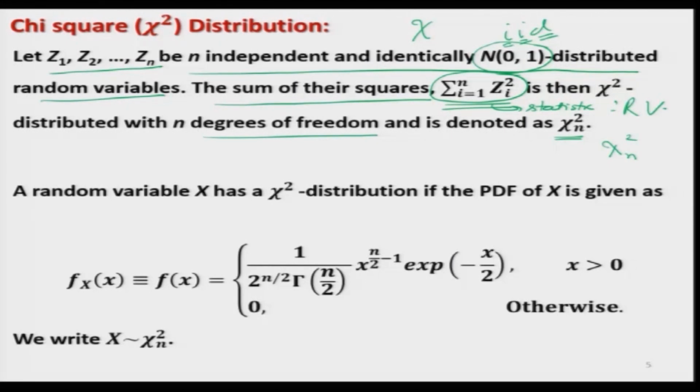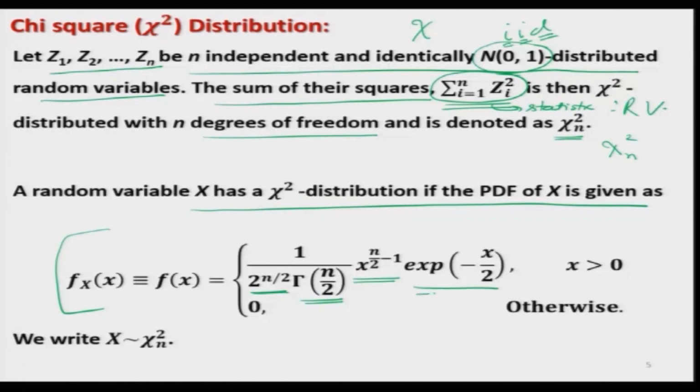So, now in general I can say that a random variable x has a chi square distribution if the PDF of x is given by this probability density function, which is 1 upon 2 raised to the power n by 2 gamma n by 2, x raised to the power n by 2 minus 1, exponential of minus x by 2, where x lies between 0 and infinity, and 0 otherwise. And we indicate it by writing x follows chi square n.